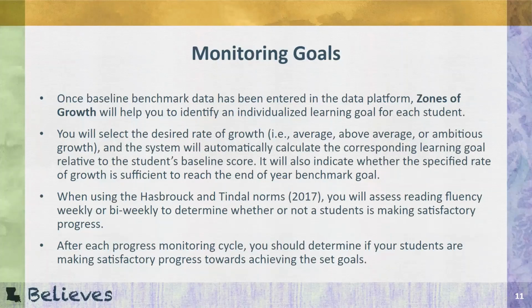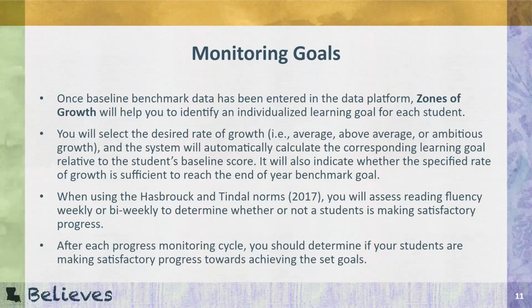Now, once your baseline benchmark data has been entered into the data platform, if you're using zones of growth, it will help you to identify an individualized learning goal for each student. You will select the desired rate of growth. It can be average, above average, or ambitious growth. And the system will automatically calculate the corresponding learning goal relative to the student's baseline score. It will also indicate whether the specified rate of growth is sufficient to reach the end of the year benchmark goal.